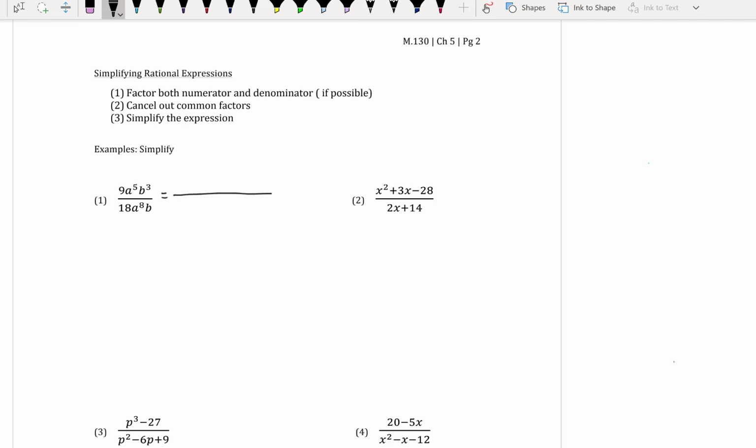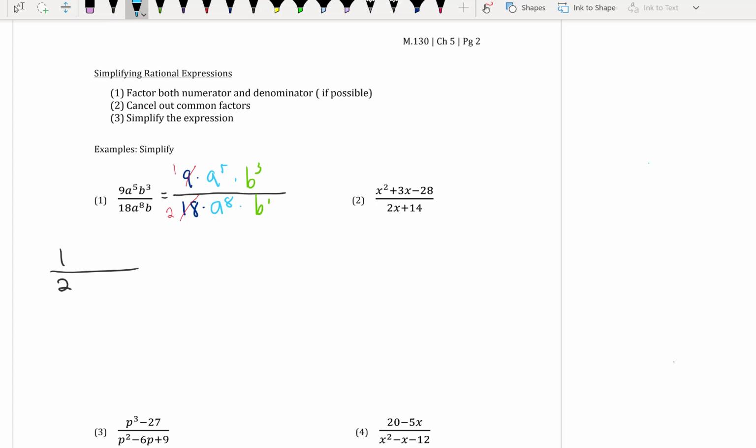But I'm going to spread it out so I can really see what's going on. So I have my coefficients, which is a 9 and an 18. Then I have my a to the 5th and my a to the 8th. And I have my b to the 3 and b to the 1. I think people can see the 9 and the 18 pretty clearly when I write it like this. 9 divided by 9 is 1, and 18 divided by 9 would be a 2. So my fraction here would be a 1/2.